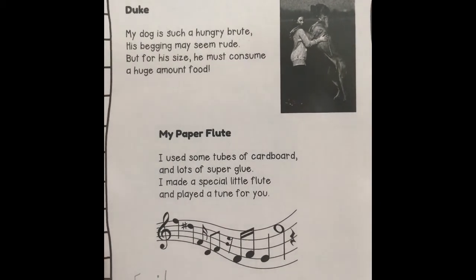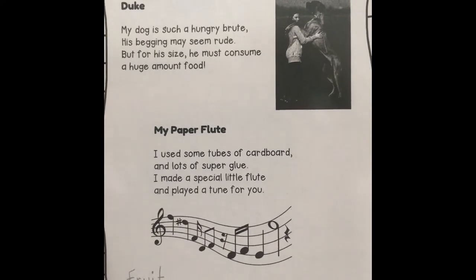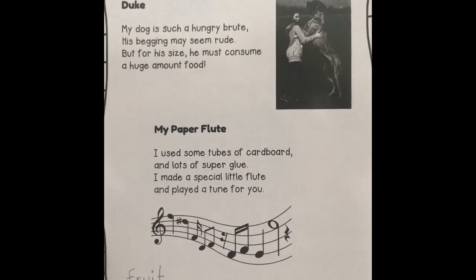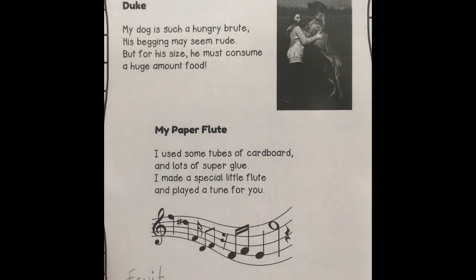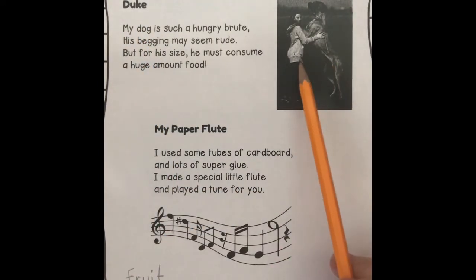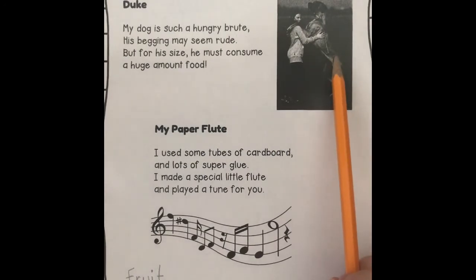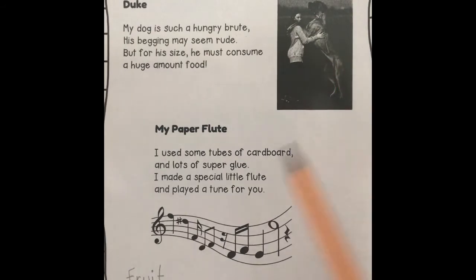So what we're going to do is we are going to read the poems together. I want you to read along with me. And then, as always, we will highlight our words with the long U sound and then come back together and check them. So let's start with this poem at the top called Duke. We see a picture here of a girl with a dog. So I'm guessing, before I even read the poem, that Duke is a dog.